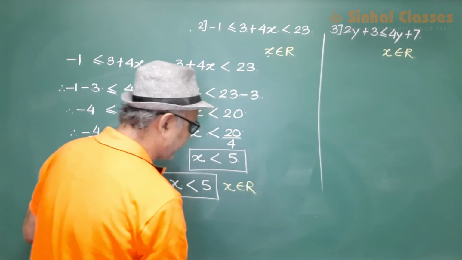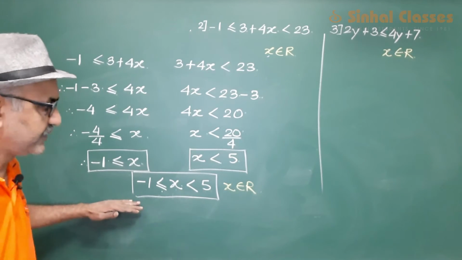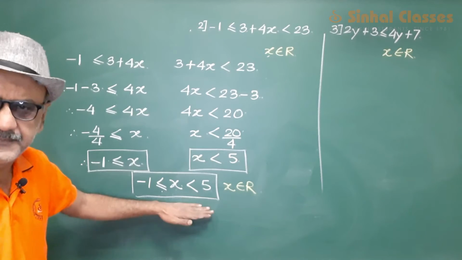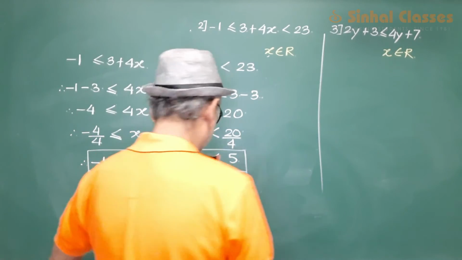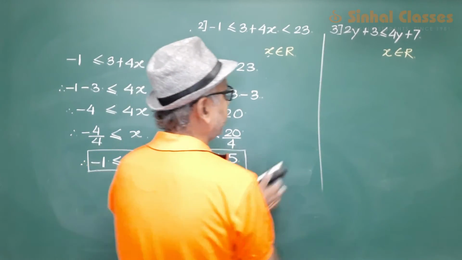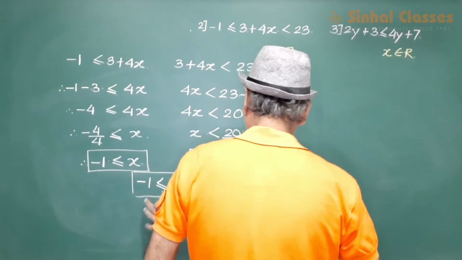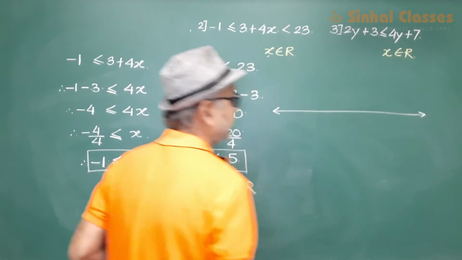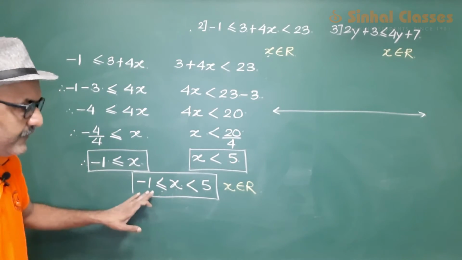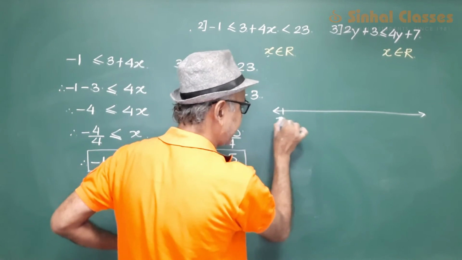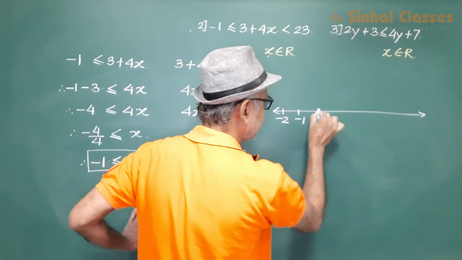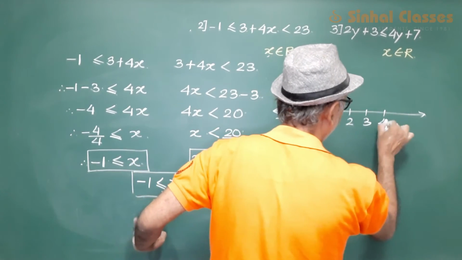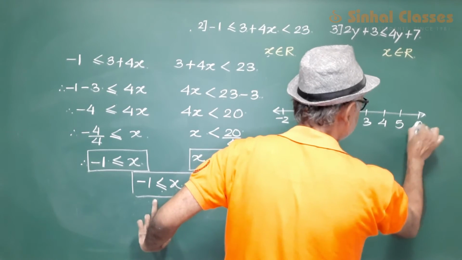So now we have to draw a number line and plot the points. We will draw a number line like this, and we'll try to locate the value of x and solve this in the equation, starting from say minus 2, minus 1, 0, 1, 2, 3, 4, 5, 6.